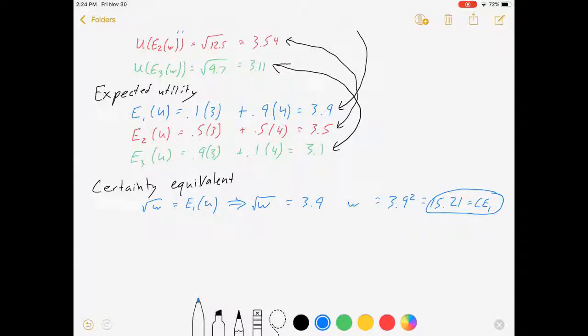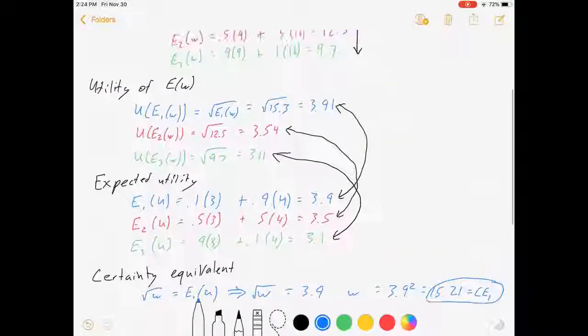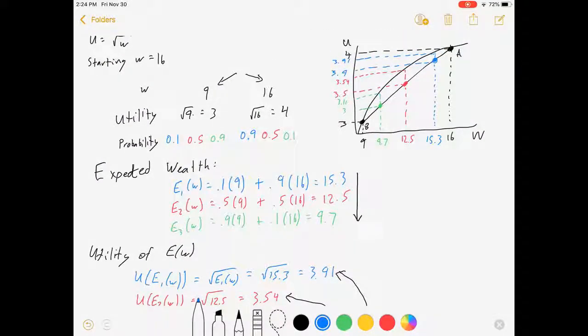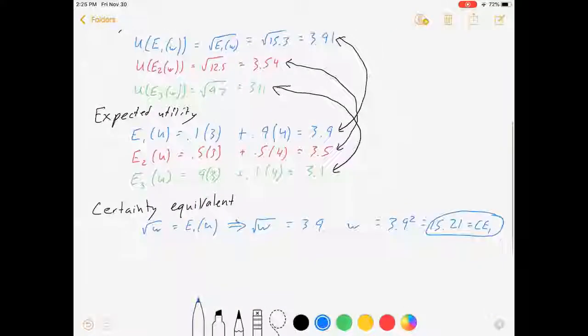So I would be just as happy having $15.21 exactly as I would be playing this first game where I have a 90% chance of getting 16 and a 10% chance of getting 9. So that certainty equivalent says, I'm willing to take less money to avoid a risk. And so with that, we can also get a risk premium.